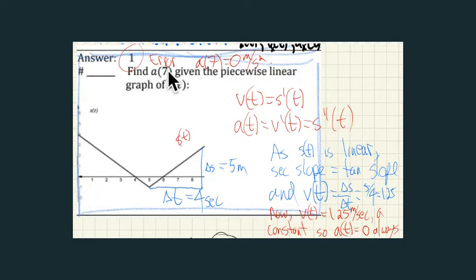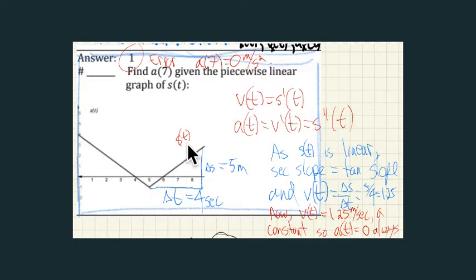So it says find acceleration at 7 seconds. And this is a graph of s of t, position. S of t is position. So what we know is that velocity is the derivative of position. So v of t equals s prime of t. So I have to get the slope of this graph to get the velocity.